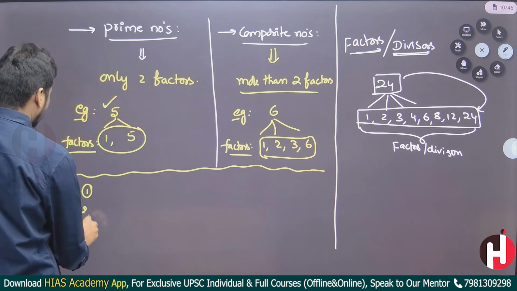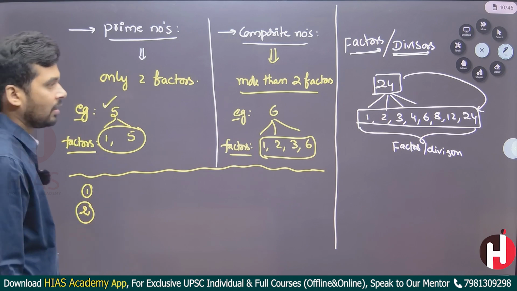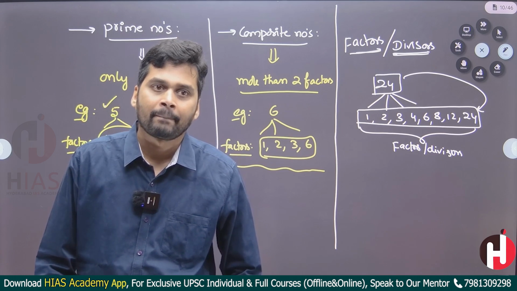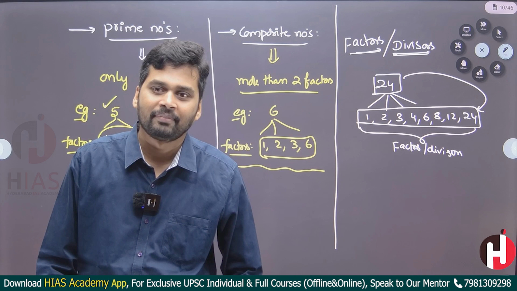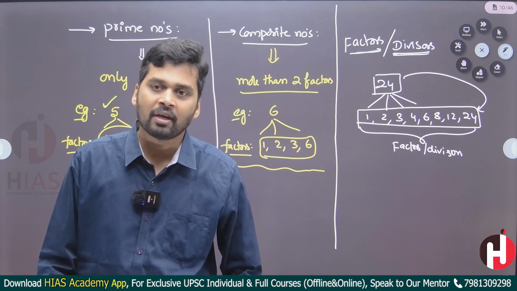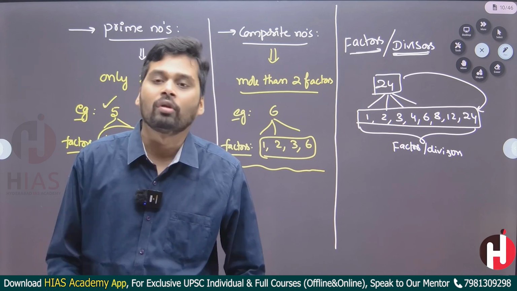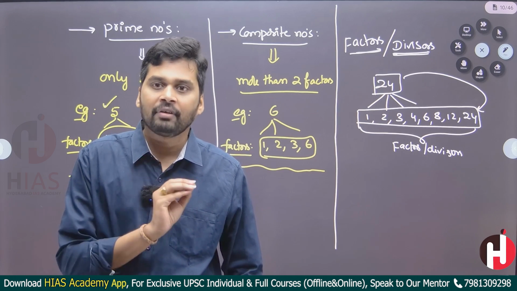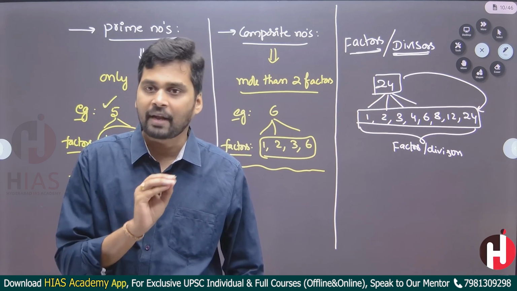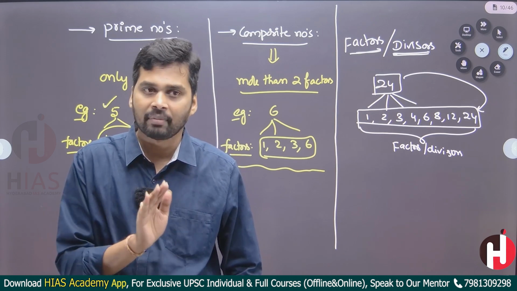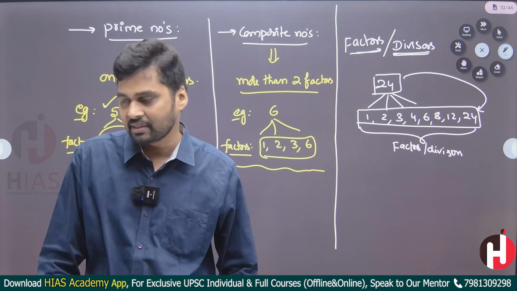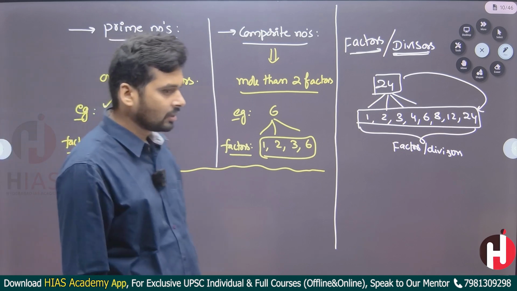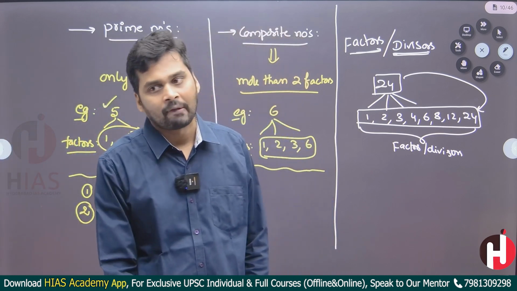Second one. What is the least prime number in the number system? Least prime number. Yes, 2. Because prime numbers start from 2 only. So there are no negative prime numbers. There are negative numbers for even numbers and odd numbers, but when it comes to prime numbers, there are no negative prime numbers. So that's why the least prime number in the number system is 2.